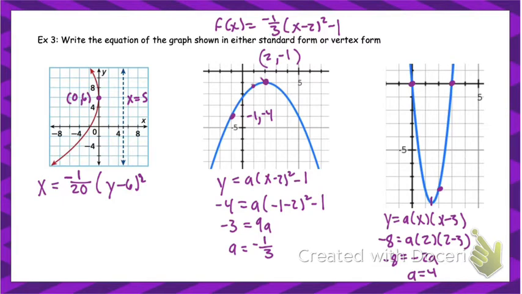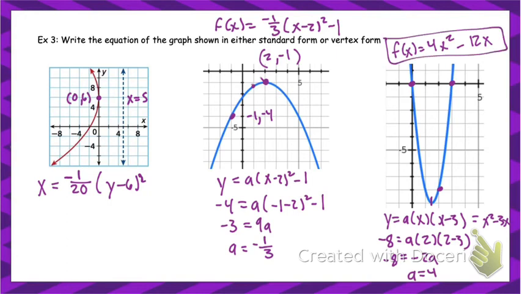So then from this graph, again, I would use my vertex. Or I guess we're using standard form on this one. Let's go ahead and just do our standard form. So a is 4. Distribute it to the x times the x minus 3. So that would be 4x squared minus 12x. And that's that equation in standard form.